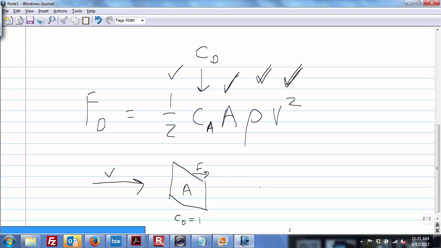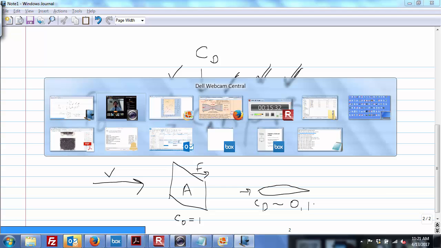If, however, I come up with a more streamlined shape, I get some velocity going, my C sub D can be closer to 0.1. Now, I can't help myself, I've got to show you this.